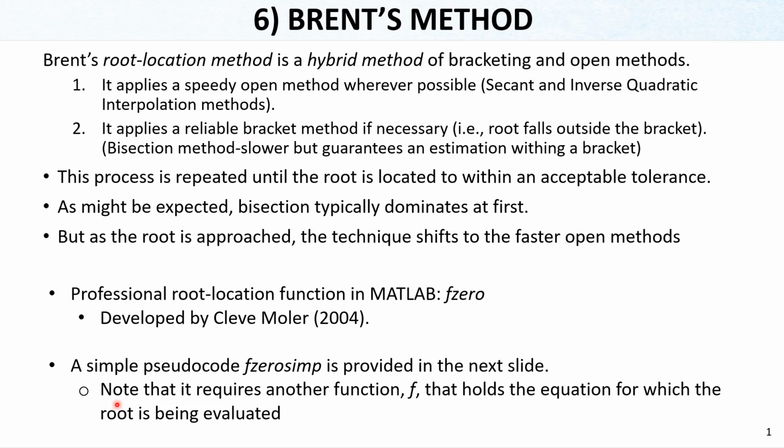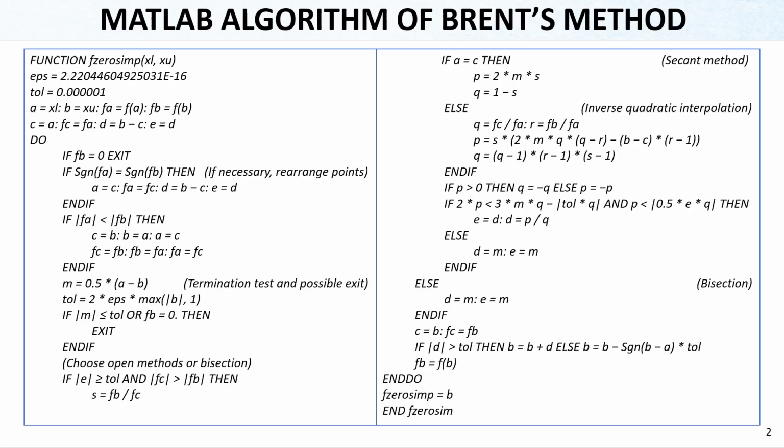You should be aware that it requires another function f that holds the equation for which the root is being evaluated. Of course, we will call this equation function because we need to find the f function values for the guesses. Let's check that in the next slide. In this slide, we have the simple MATLAB algorithm for Brent's method, fzerosimp, as I mentioned in the previous slide. This is a simplified version of the fzero function in MATLAB.